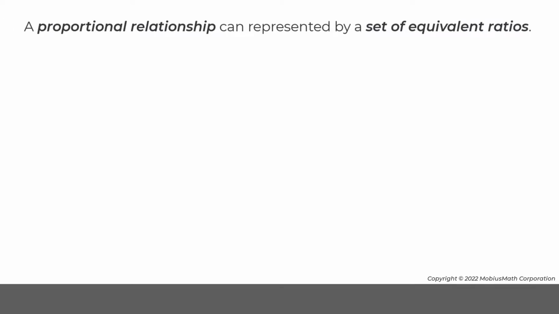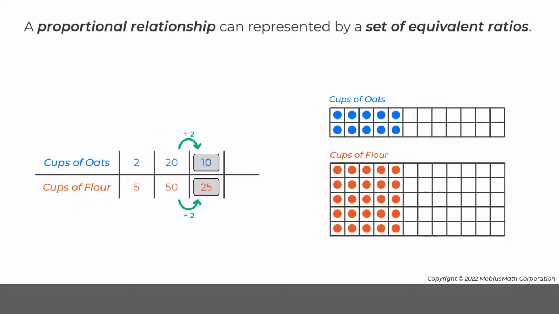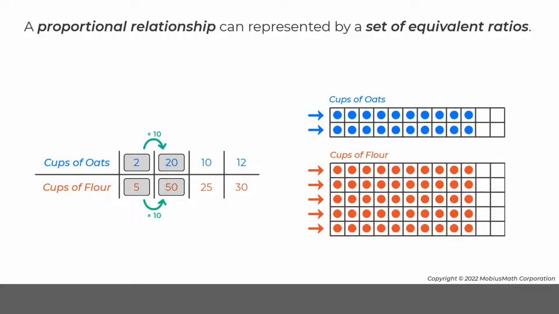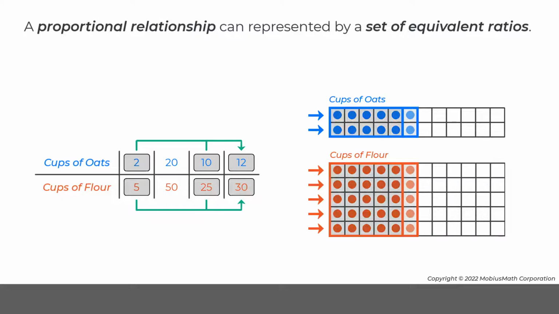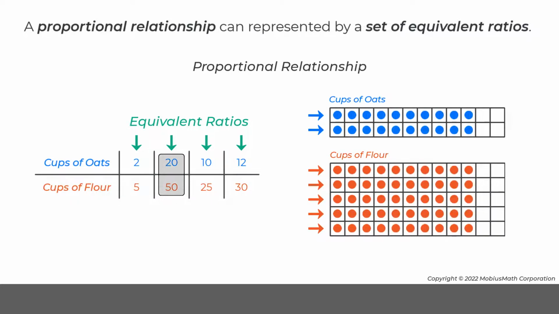A proportional relationship can be represented by a set of equivalent ratios. In this first example, a proportional relationship is defined by a ratio of 2 cups of oats for every 5 cups of flour. Notice that ratio table strategies generate equivalent ratios of oats to flour by multiplying both quantities in a ratio by a multiplier and by combining like values in 2 different equivalent ratios. These equivalent ratios of cups of oats to cups of flour establish a proportional relationship.